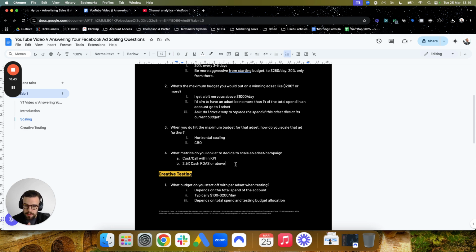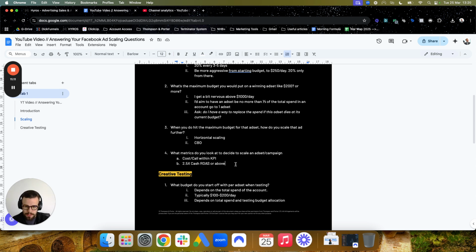Obviously, up to the level of CAC, like we find out what our average CAC is, and I'm not going to spend significantly more than that on an ad set before getting a sale. Really, what you want to be looking at when you're scaling an ad set and just the account as a whole is if you're at 2.5x cash ROAS or above, you're in a good spot to scale. I found cash is the only way really to scale an account. That's why it's super important that your sales team's dialed in. The cash collection percentage is great.